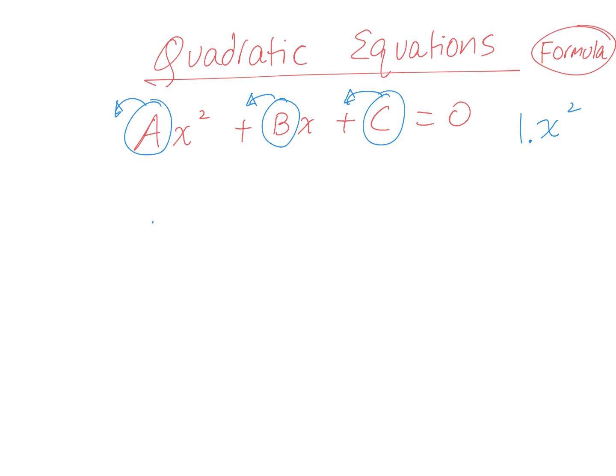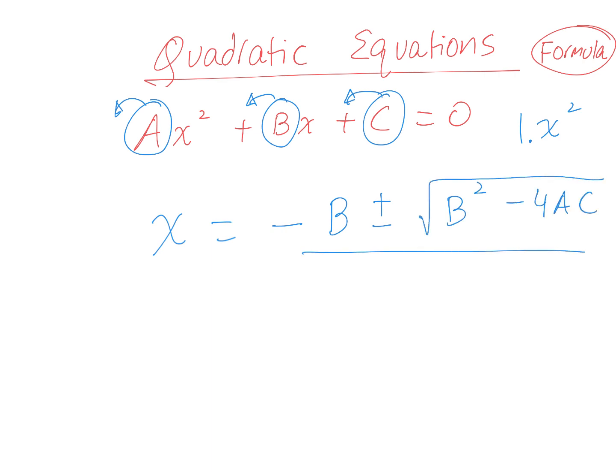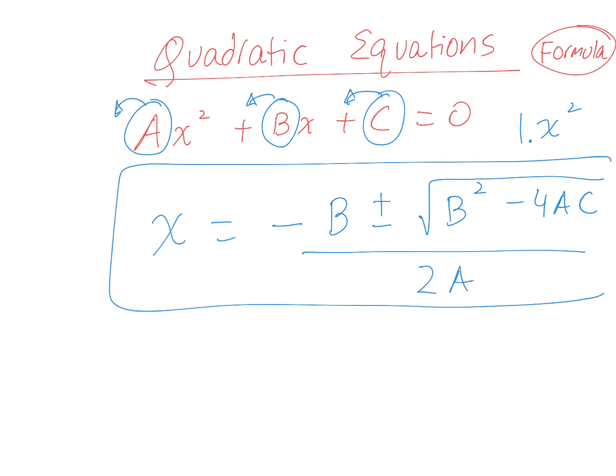I'll put the formula down. So the formula is this: negative b plus or minus the square root of b squared minus 4ac, and you can plug this in a calculator. I'll show you how. All over 2a. So this is your formula. This will help you solve all the questions.